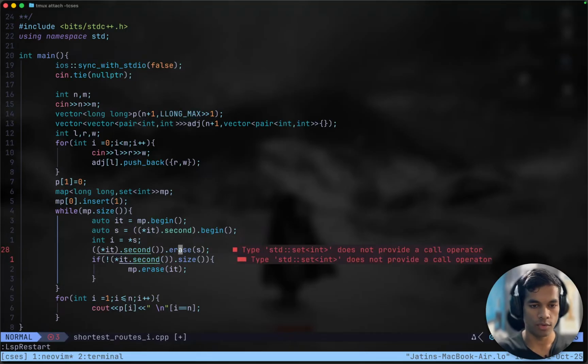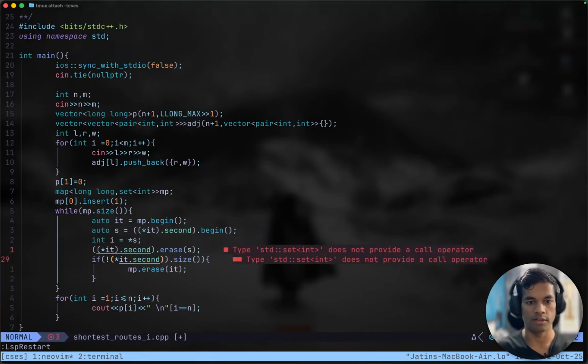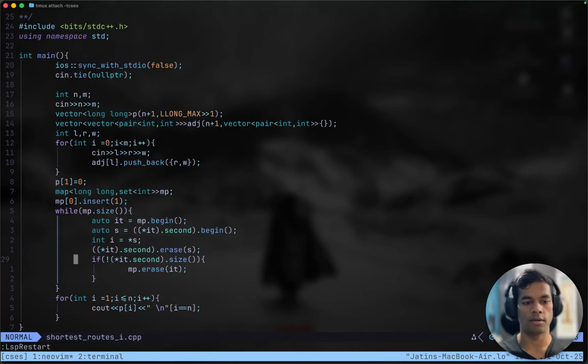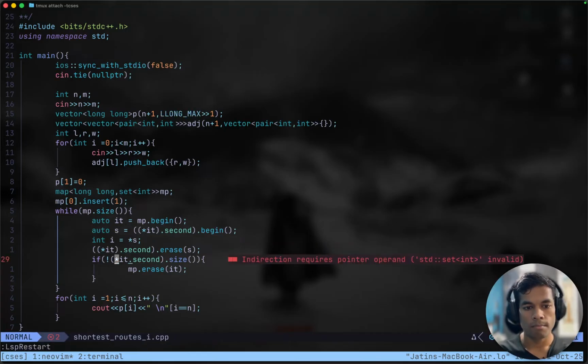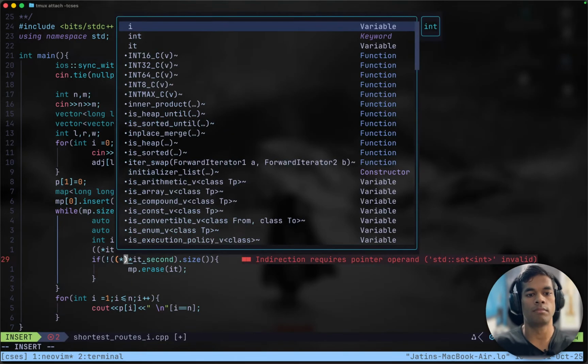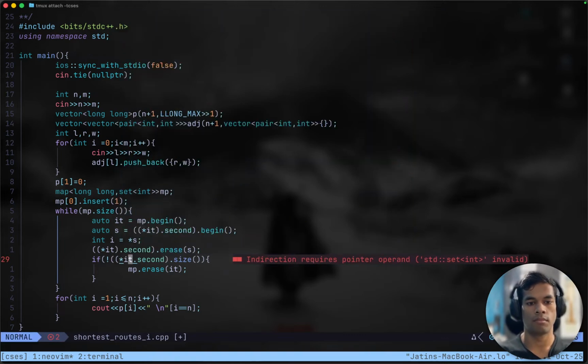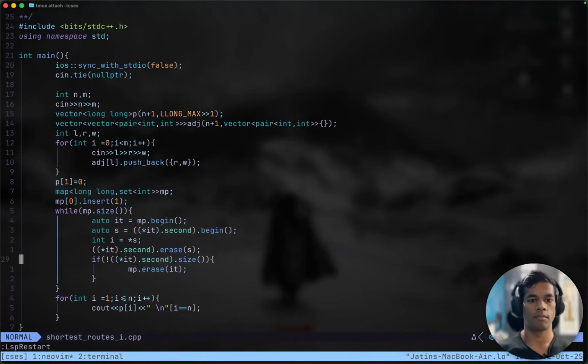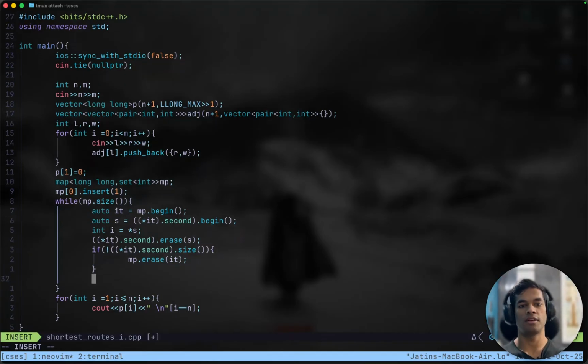Yeah. So we do not use these brackets. That makes sense. LSP start and LSP restart. LSP restart. Cool. Okay. Now we can process S.